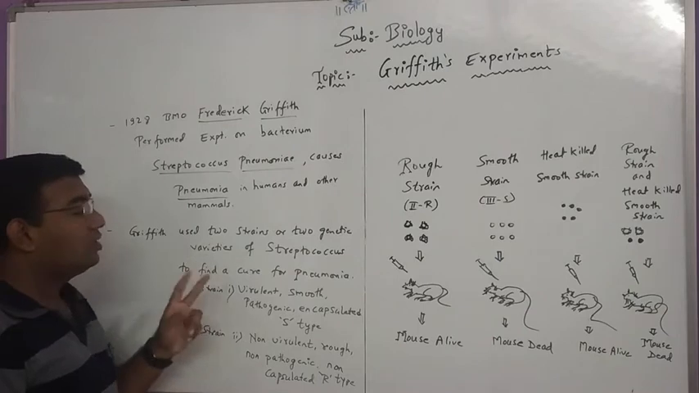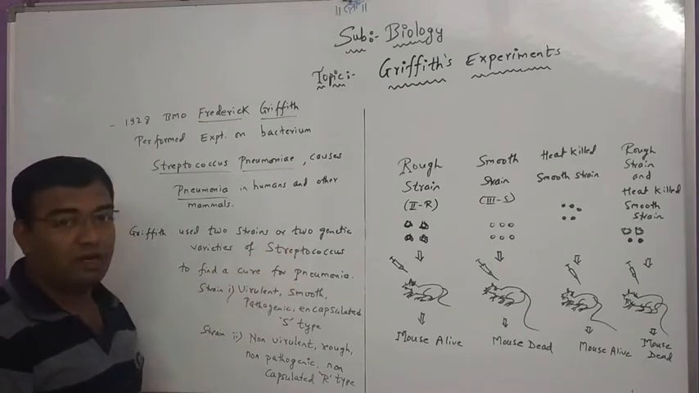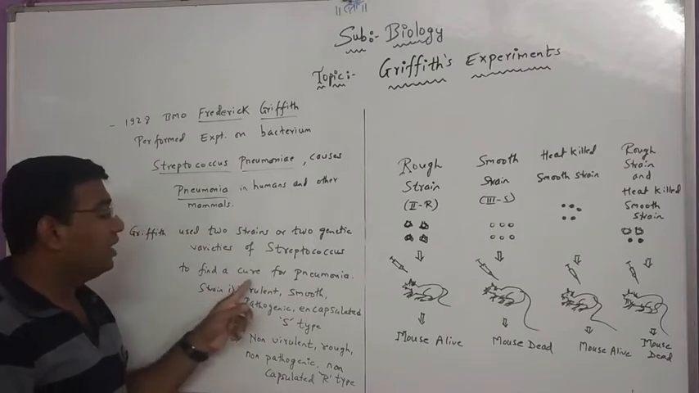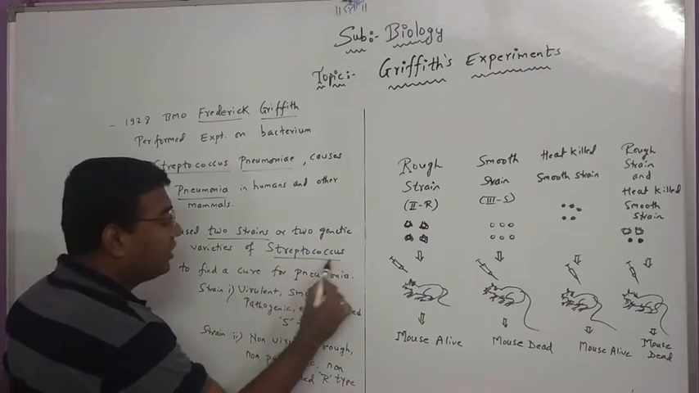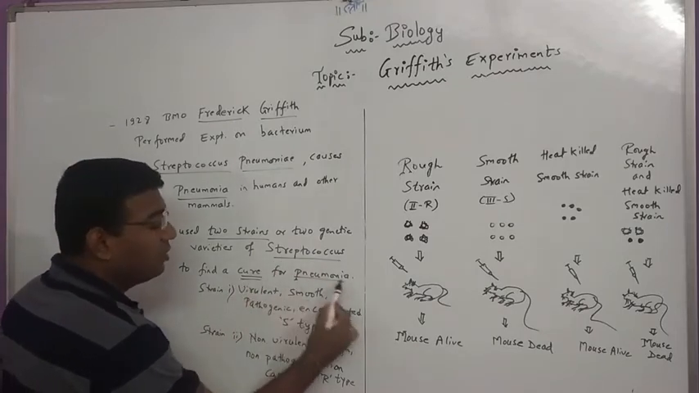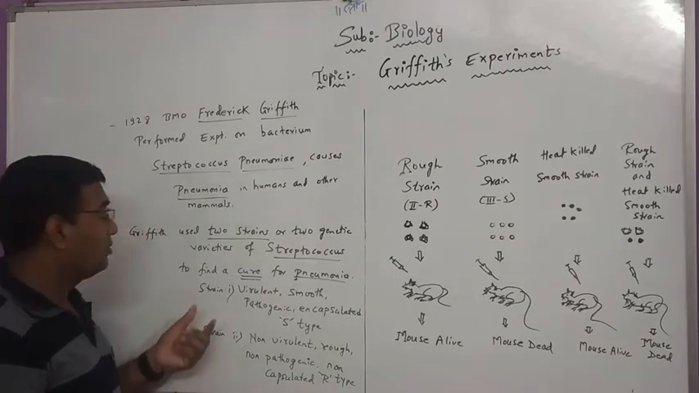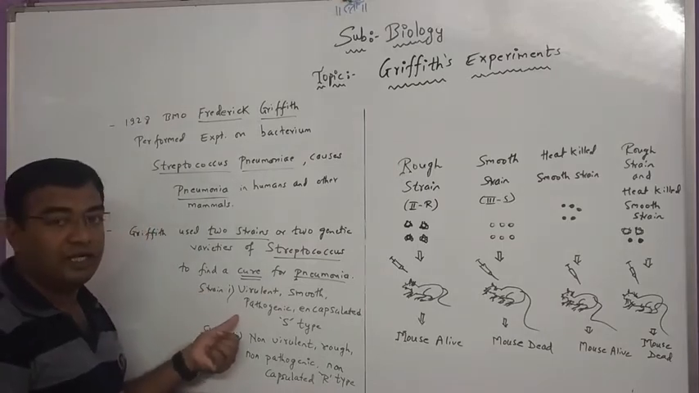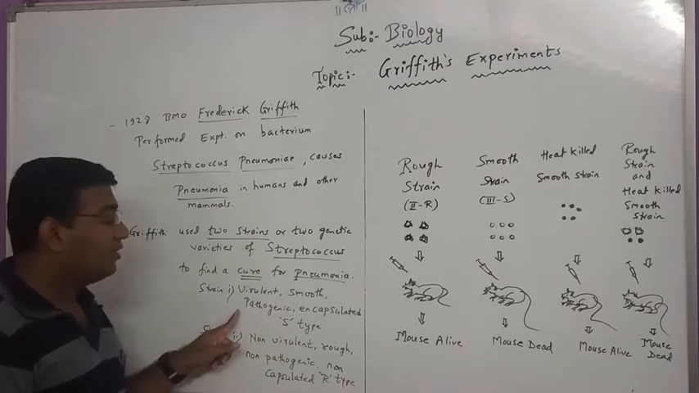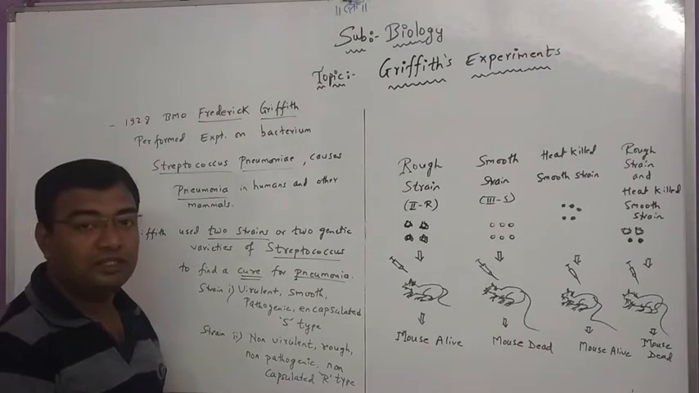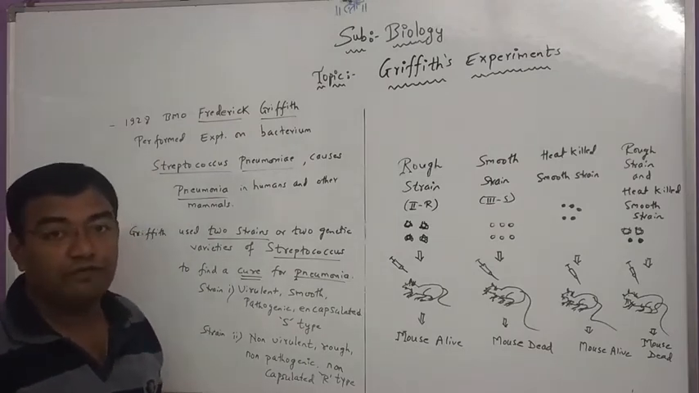Griffith used two different strains, or two different genetic varieties, of Streptococcus to find a cure for pneumonia. The two strains are, one virulent and second non-virulent. Virulent means which causes negative effects, which is harmful.